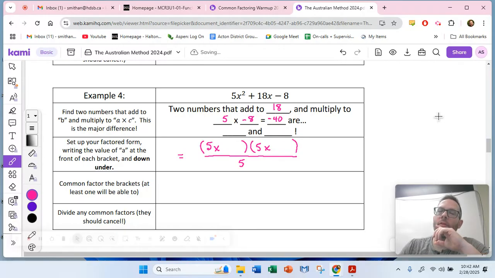You know what else I like about this method? I like a lot of things. In case you couldn't tell, I like this method. Everybody in the room can set up the factored form without any thought. It's 5x squared, so you do a 5x bracket, and divide by 5. Everybody can do that. No thinking involved. Also, our two numbers multiply to negative 40, so you can all get the signs in here without any thought, plus and minus.